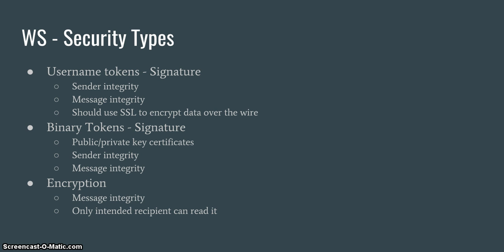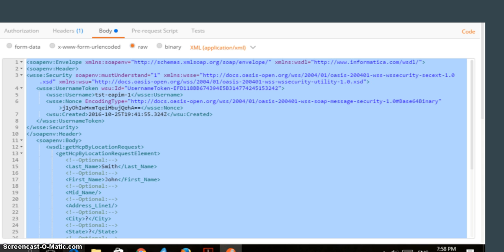So what are some of the security types? You have a username token, you have a binary token like public private key certificates, and in addition to that, you can also encrypt the message. This is an example, and as you can see, it's hard to read, it's kind of bloated, right? It's very difficult to see. Effectively, the security header is here. That's kind of the main thing that I wanted to show you. It's included within the header.